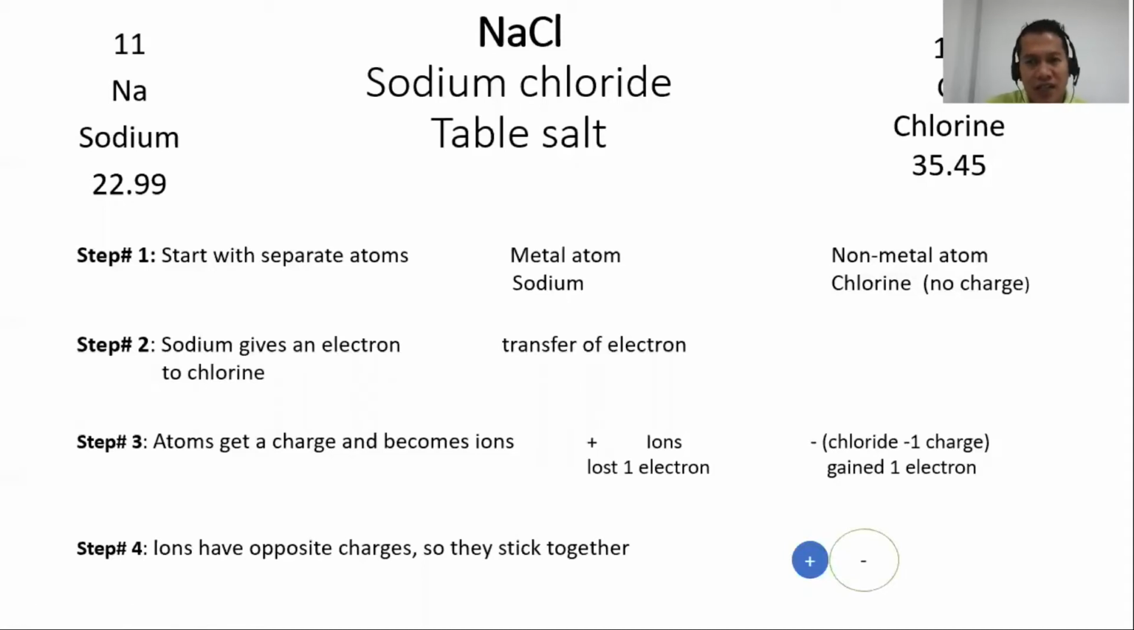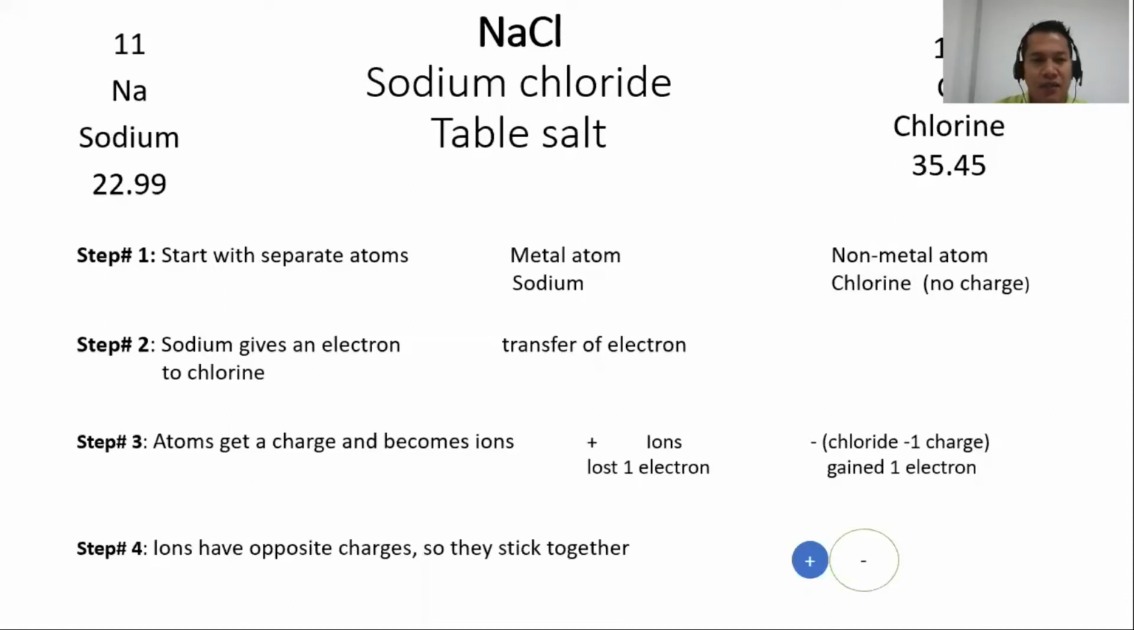What exactly is going on in here? I prepared 4 steps. Why did these 2 atoms combine together? I'm going to tell you right now. It's because they form ions through ionic bonds.